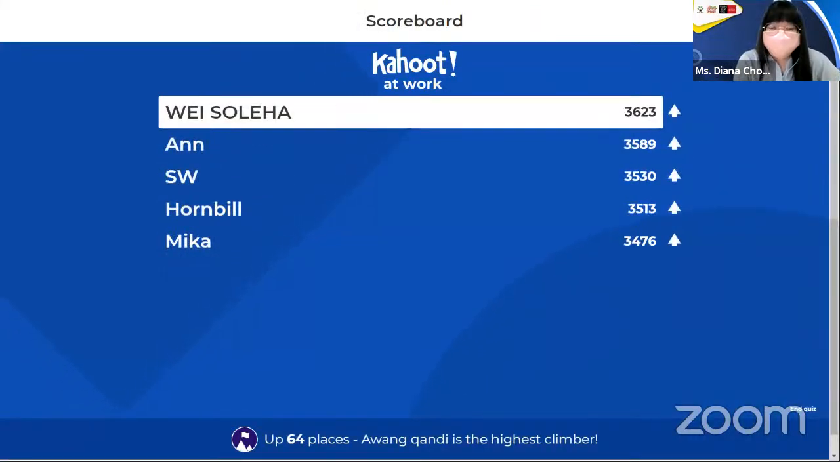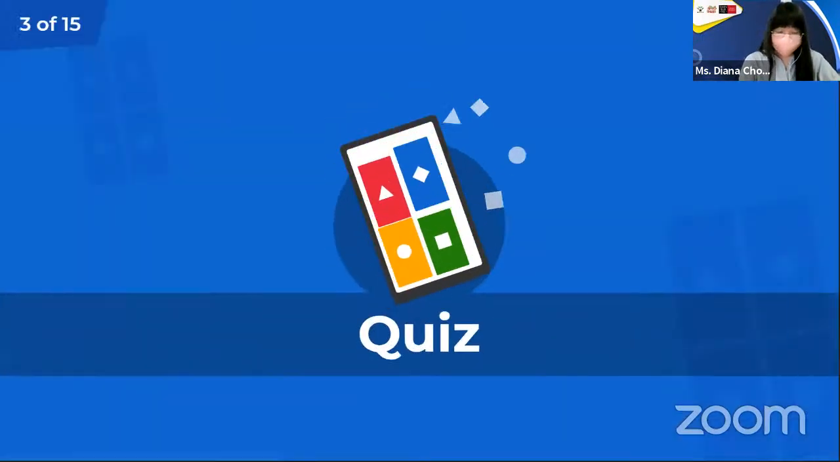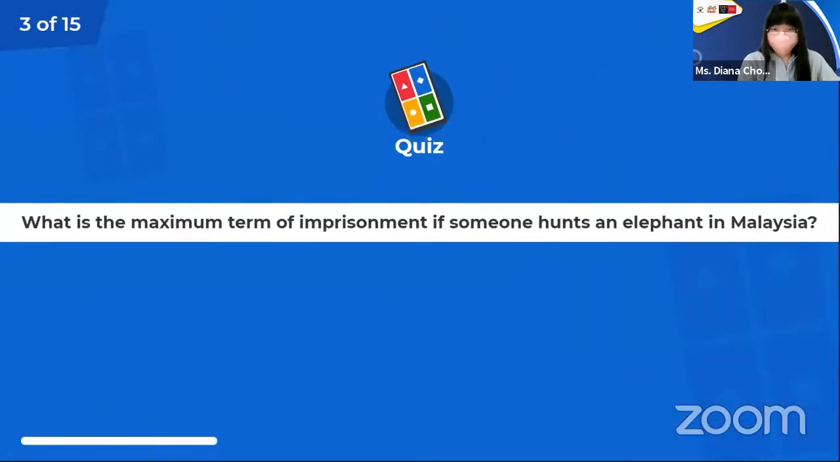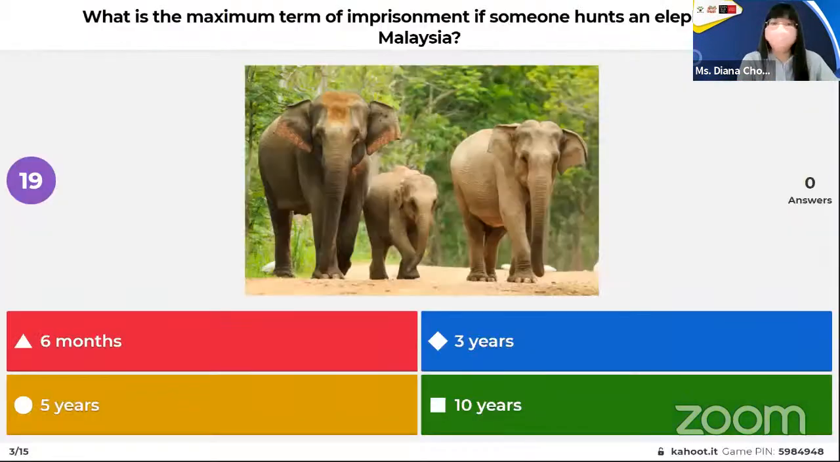Okay, so we have a new person in the lead, Wei Soleha, followed by Anne, SW, Hornbill, and Mika. Next question. What is the maximum term of imprisonment if someone hunts an elephant in Malaysia? 6 months, 3 years, 5 years, or 10 years?